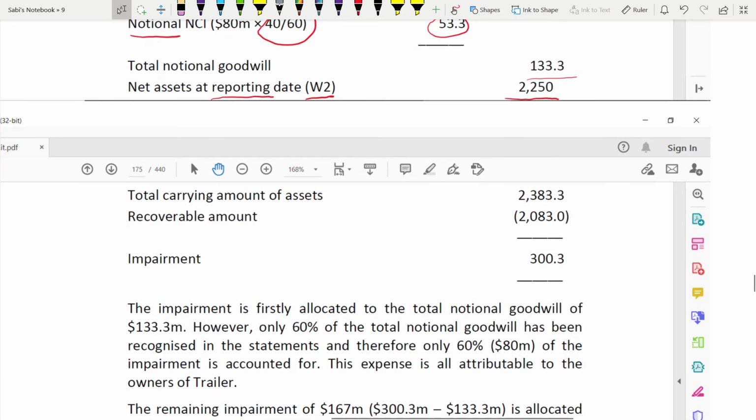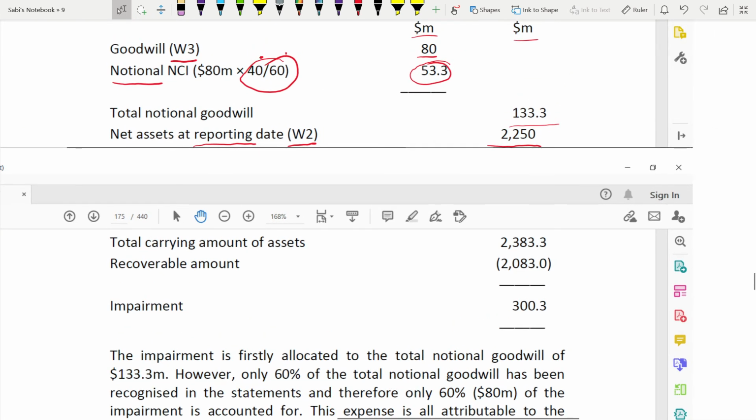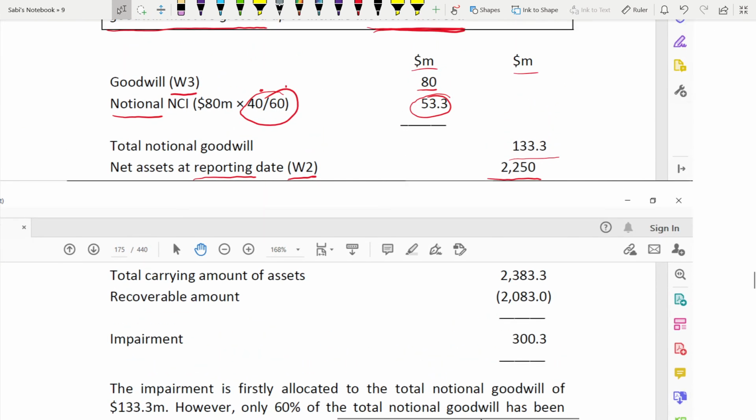Next, what is the carrying amount of the asset? Basically you add the notional goodwill with the net assets at reporting date. Why are we taking the net assets at reporting date? Where does goodwill go? Goodwill is an intangible asset, and it goes in the statement of financial position. Where does your net asset go? The one at the reporting date is also there in the statement of financial position. That's why both need to be added.